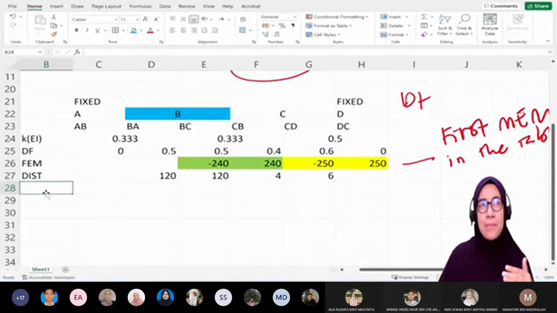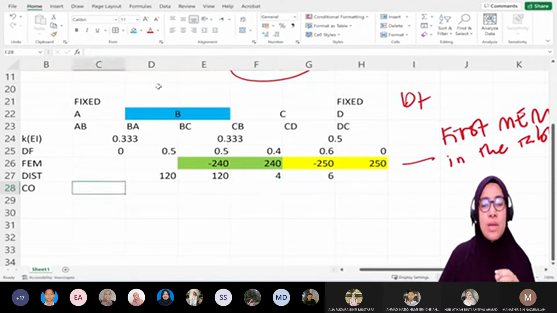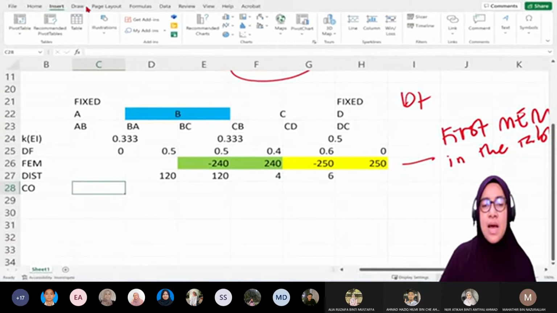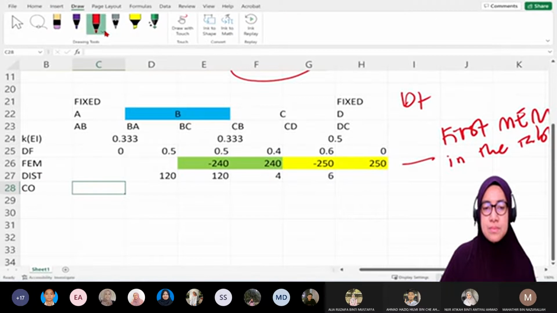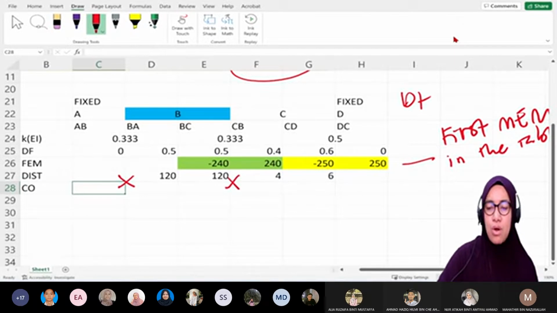Okay, so next step after distribution is called as carryover. The factor is all 0.5 sebab all are fixed. Okay. And we must carry the value to opposite joint. Carry the value to opposite joint. Yang ni kena darab silang. Kena darab silang. Okay. Kena darab silang sini. Opposite joint.